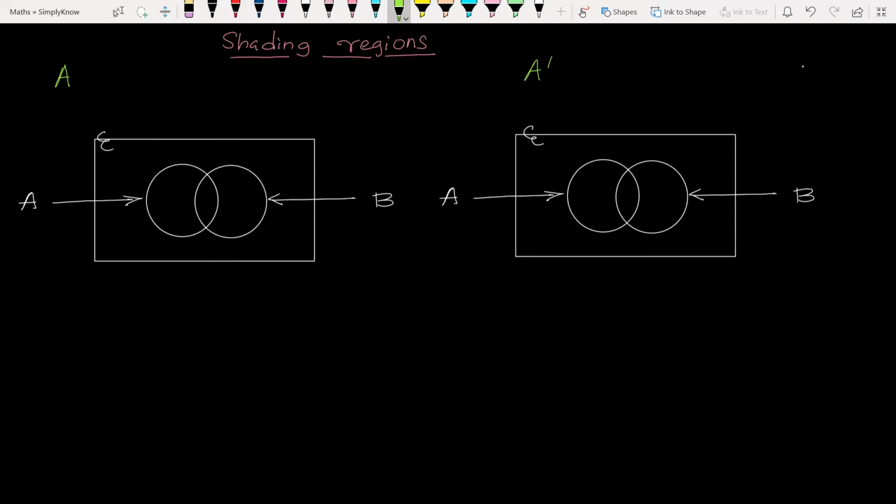Okay, let's start with a simple one. The first region that we are going to shade is A. Here we need to shade all of A. So let's shade everything in A.